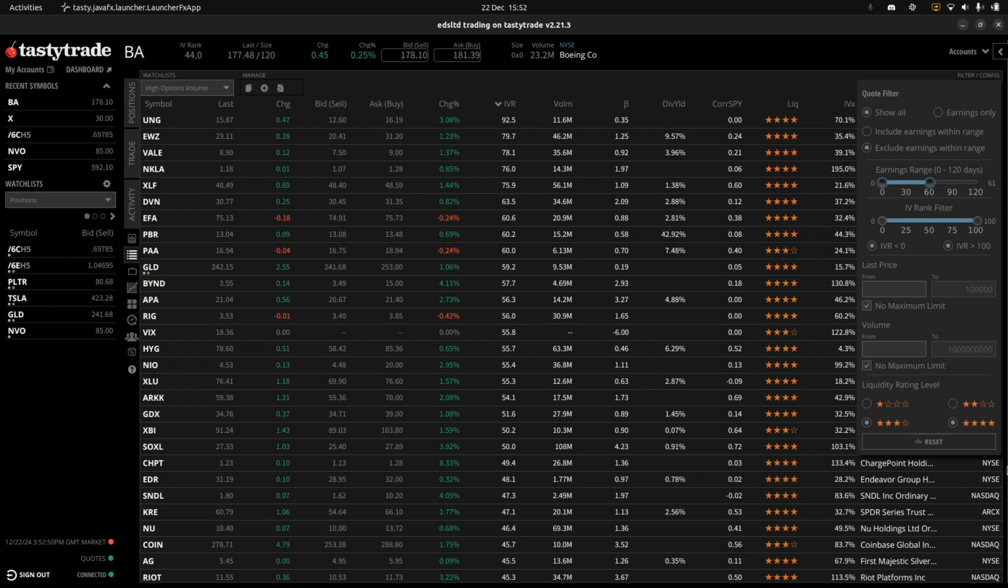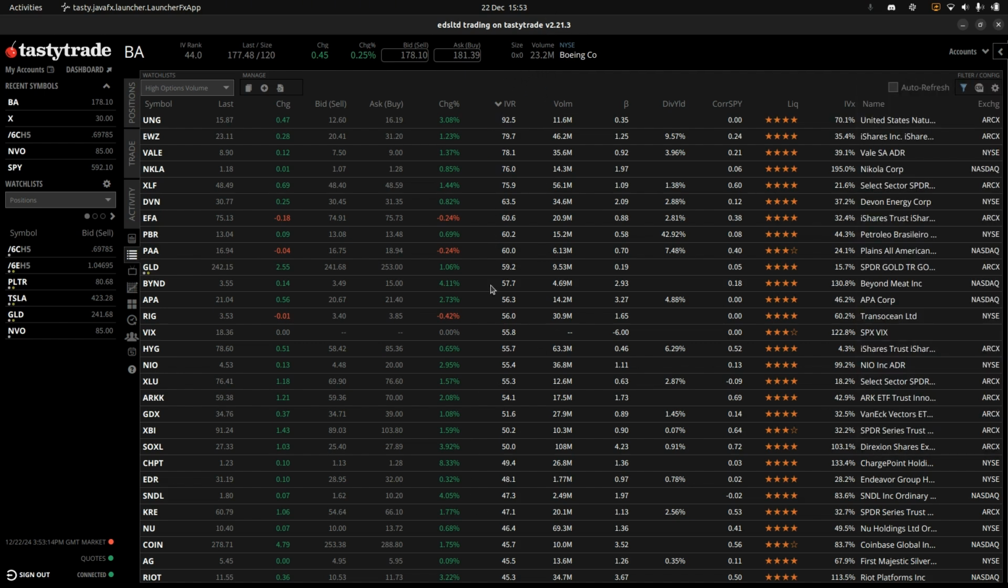We also want to remove any underlying that has a low liquidity rating level. This is because we only want to be trading liquid markets. Liquid markets means tight spreads. The spread is the difference between the bid and ask price, and the spread is what you pay every time you get in and every time you get out of a position. The tighter the spread, the less you pay, the more profit you keep. So at this point, I personally like to order everything from high to low IVR.